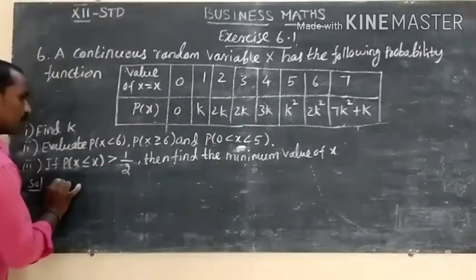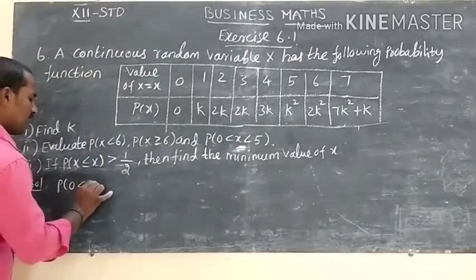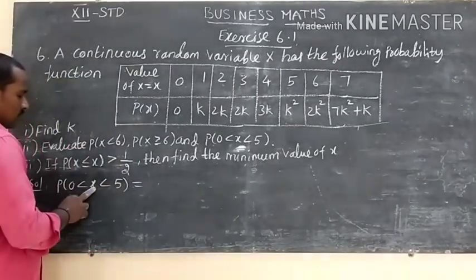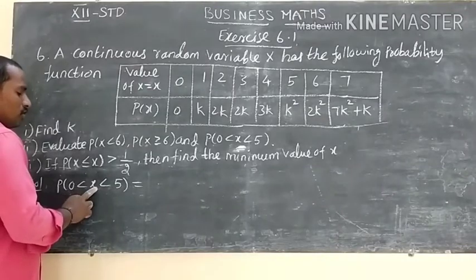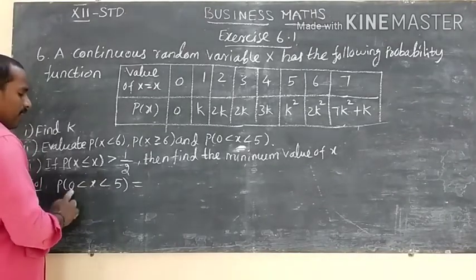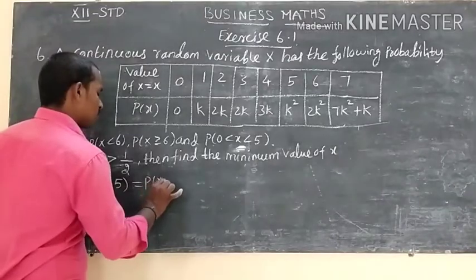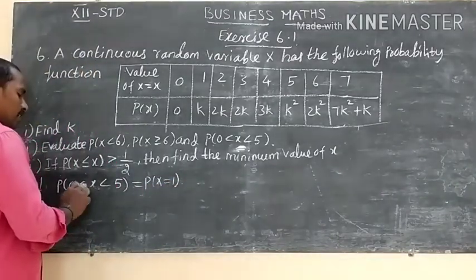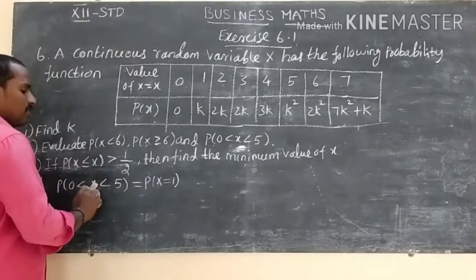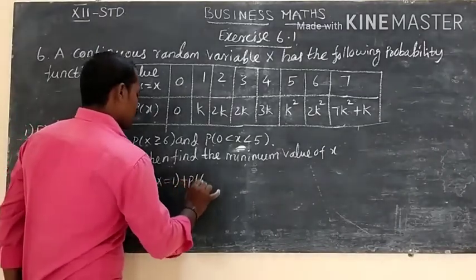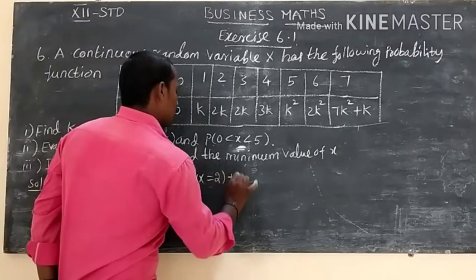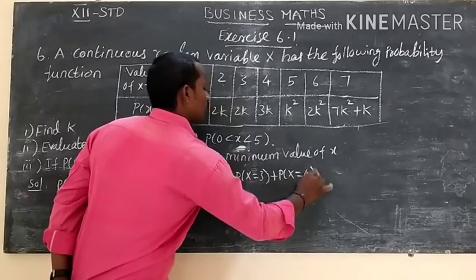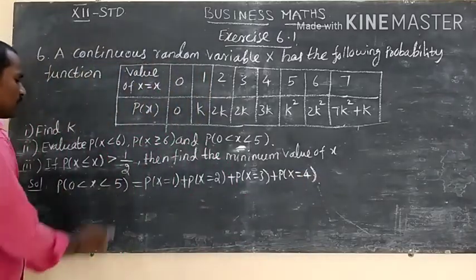Then the P of 0 less than x less than 5 is equal to, x is greater than 0 and below 5. Greater than 0 means P of x is equal to 1, then below 5, less than 5: plus P of x is equal to 2, plus P of x is equal to 3, plus P of x is equal to 4. These are the below 5 values.